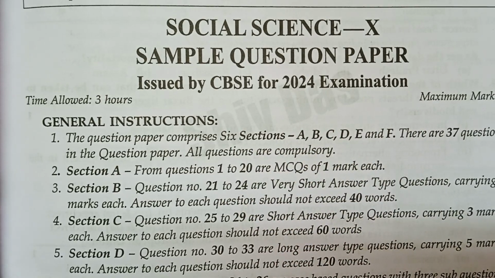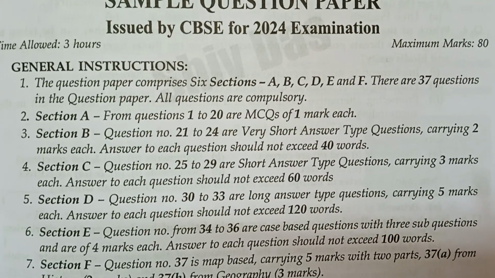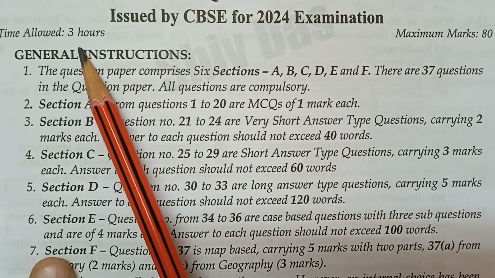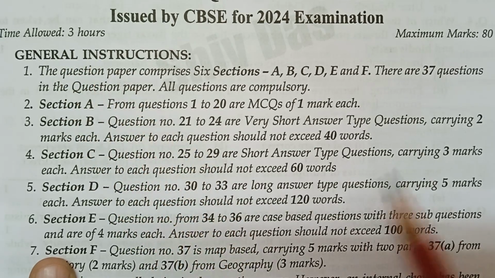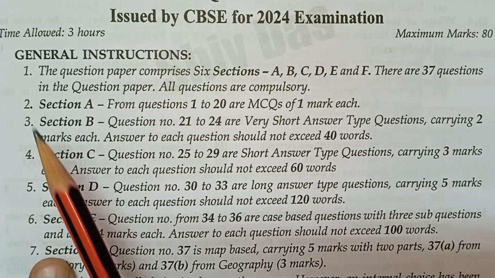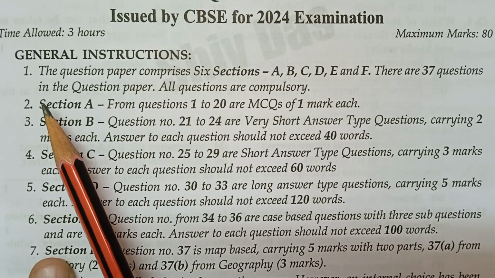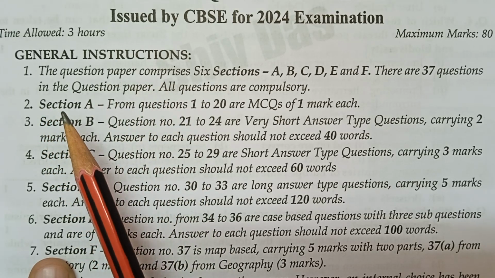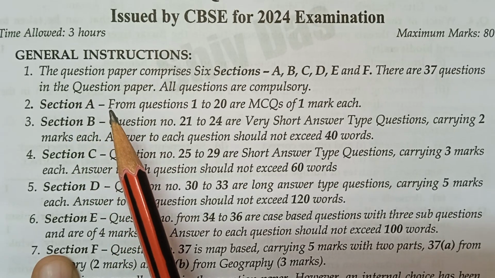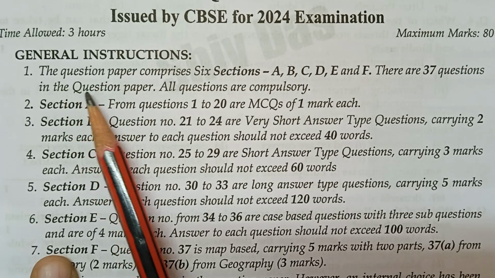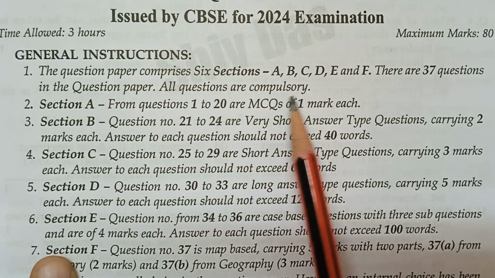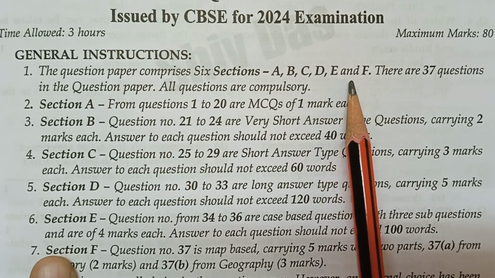Its general instructions are really very important. You need to read carefully from here. You will get 3 hours of time here, and the maximum marks are 80. Now let's come to the general instructions. You need to observe all these things properly, because this is the latest sample paper issued for 2024. The question paper comprises 6 sections: A, B, C, D, E, and F.